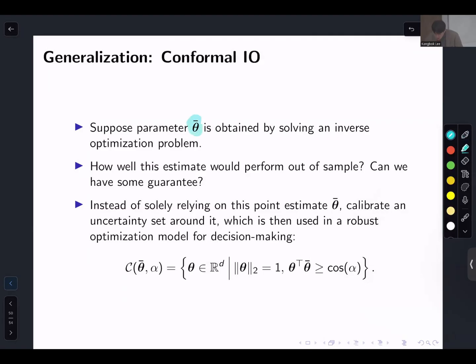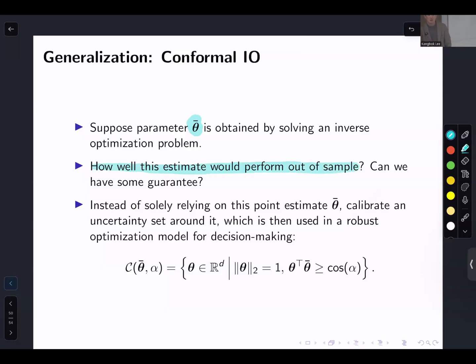Let's say you solve some version of IO and you obtain this parameter, theta bar. If you think about the purpose of inverse optimization, you'll now be using this theta bar in your forward convex program to generate new decisions for the decision makers from whom you collected the data, either to predict his or her behavior or to generate decisions for him or her. But if the decision data were uncertain and noisy and following some kind of distribution, how do we know how well this estimate will actually perform out of sample?